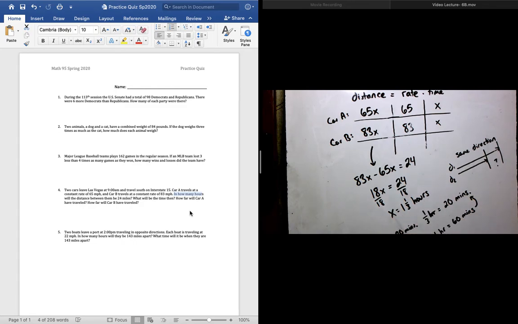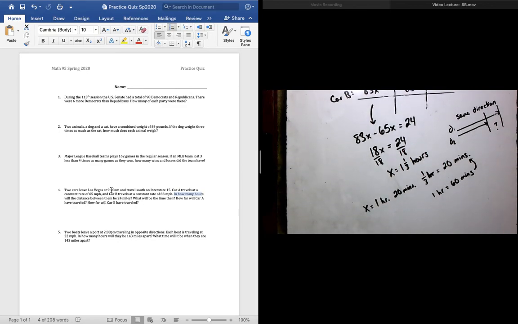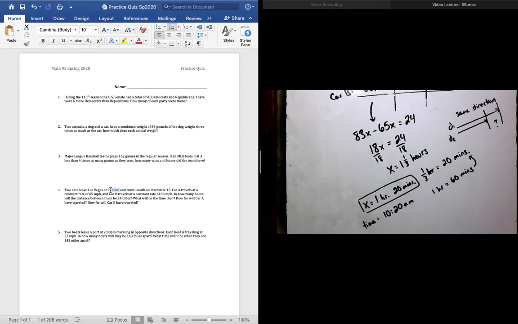Be careful about answering the question in the right context, though, because this question told us in the beginning the cars leave at 9 a.m. and we want to know, in how many hours will the distance between them be 24 miles? Well, in 1 hour and 20 minutes, we found out the proper answer to that first question. It says, what will the time be then? So remember, they left at 9 a.m. And so adding an hour and 20 minutes to 9 a.m. tells us that the time is going to be 10:20 in the morning. Don't forget to put your a.m. It's not going to happen tonight. It's going to happen this morning.